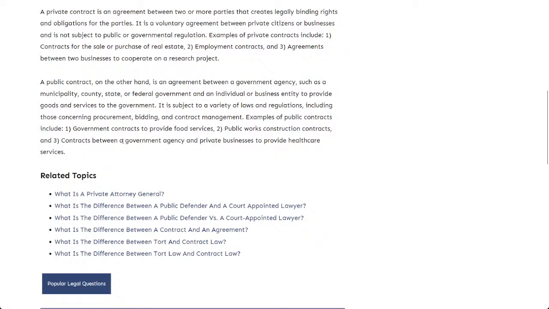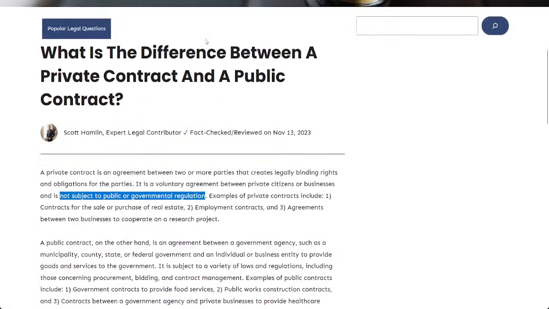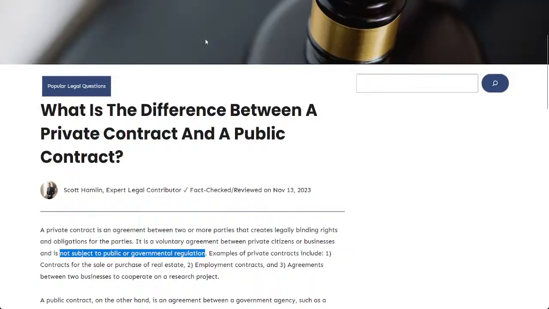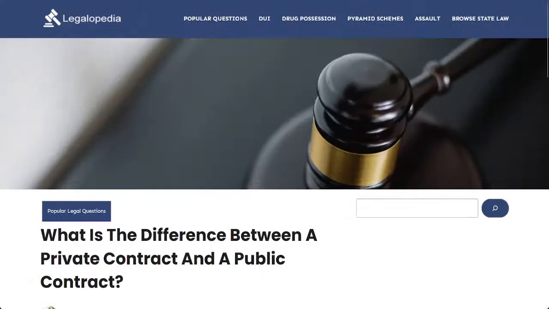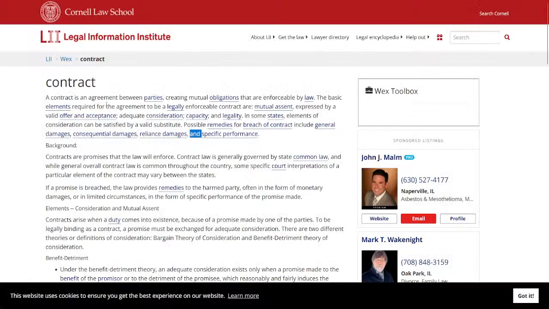Contracts between a government agency and private business to provide healthcare and services. Look, these are examples, but it is covered. It is subject to a variety of laws and regulations. You see that? Versus not subject to public or governmental regulations. That's what it is. It's a private structure evidenced by contract.